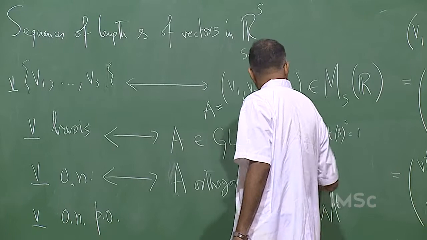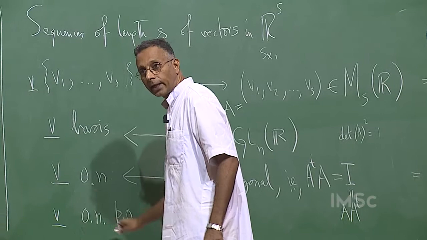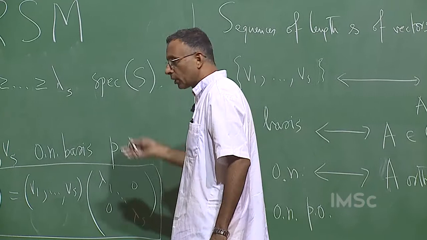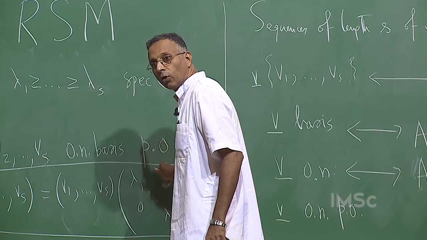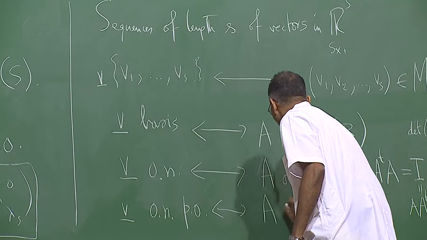If, in addition to being orthogonal, the determinant is 1, that's what's called a special orthogonal matrix. What we have just proved is that the columns of a special orthogonal matrix form a positively oriented orthonormal basis, and conversely, if you have a positively oriented orthonormal basis, the corresponding matrix is special orthogonal.